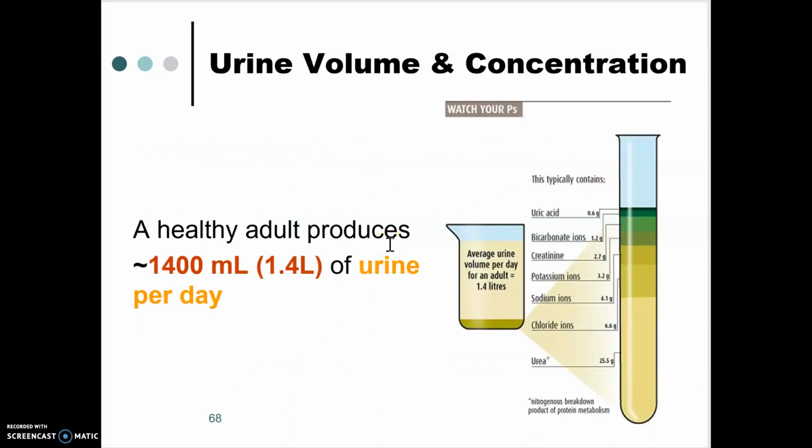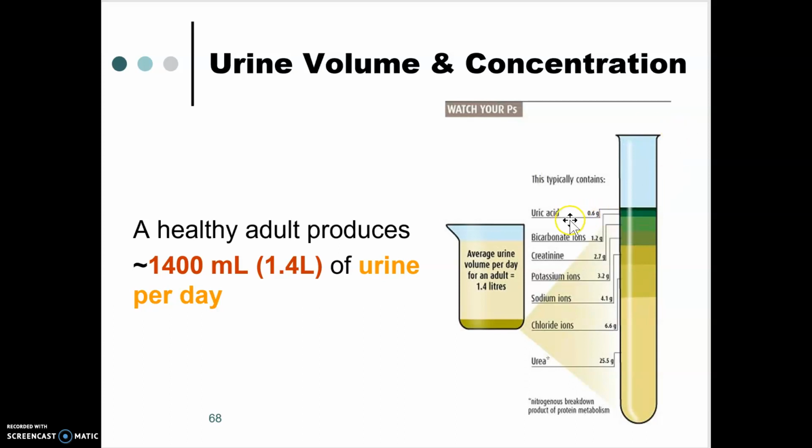So this is what a normal person produces. A healthy adult, on a normal day, will produce around 1.4 liters of urine. So that's what's filtered out from our kidneys. That's what our body uses up or doesn't need, and as a result, it gets excreted through the kidneys.